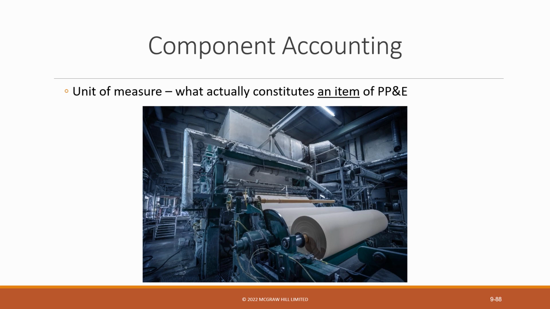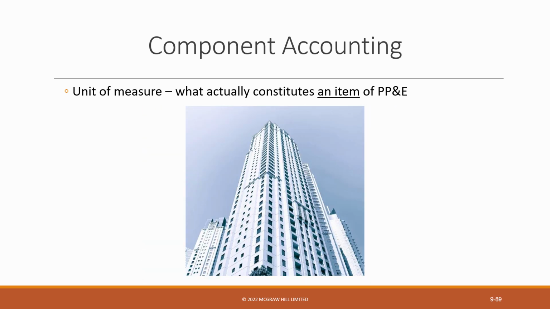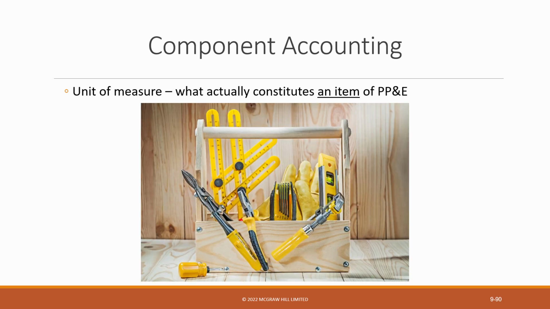Just one item, machine? Or should we break down the machine into its significant parts, such as the motor, the frame, the safety gate? Or if you buy an office building, should it be recognized as one building in a building account? Or should it be broken down into multiple items, such as the foundation and frame, the roof, the windows, the air conditioning system, the elevators? And if we buy smaller items such as tools, should we group these together and recognize them as a single item under property, plant, and equipment?